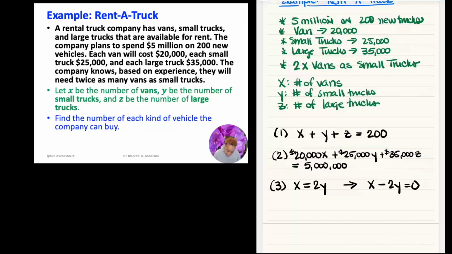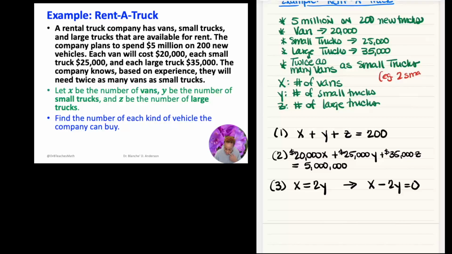And then the last thing we did, we said they need twice as many vans as small trucks. So if I have 5 small trucks, I'm going to need 10 vans. So that's going to be 2 times the small trucks. So matter of fact, I don't want this to be confusing. I'm going to say twice as many vans as small trucks.